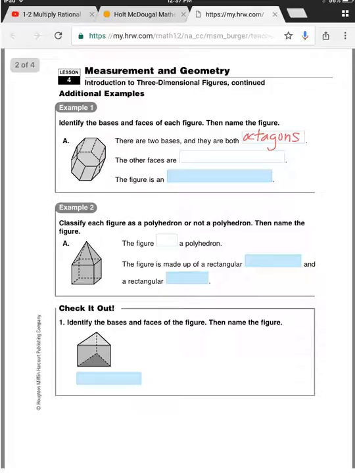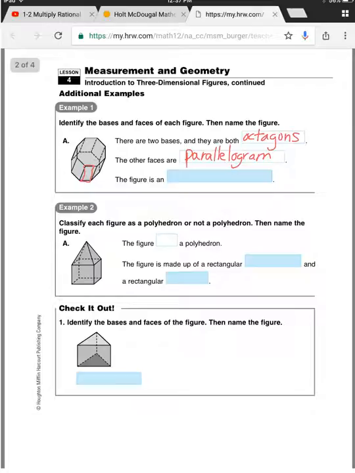The other faces are rectangles because the faces connecting the bases are right here, correct? And that is a rectangle. Actually, to be more specific, we should put parallelogram because that was in the definition. A parallelogram and a rectangle are the same thing. Parallelogram. So I'll be correct in my talking to not lead you astray.